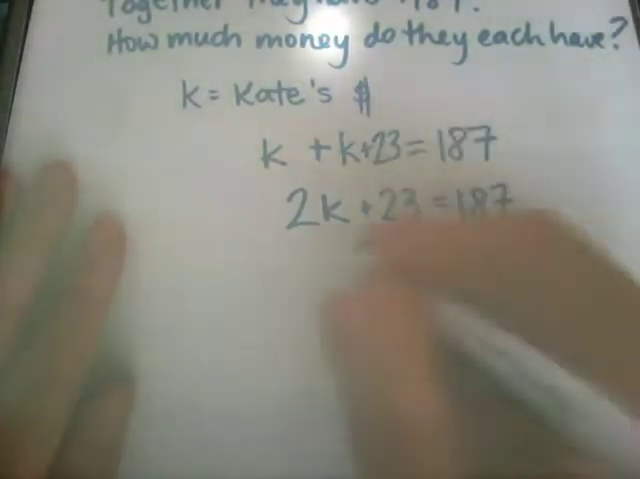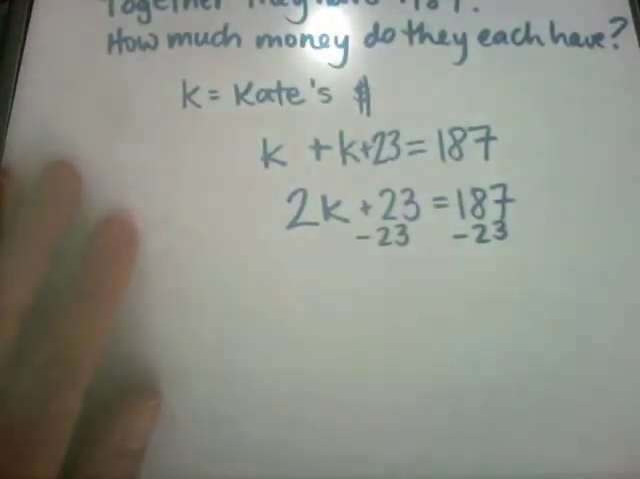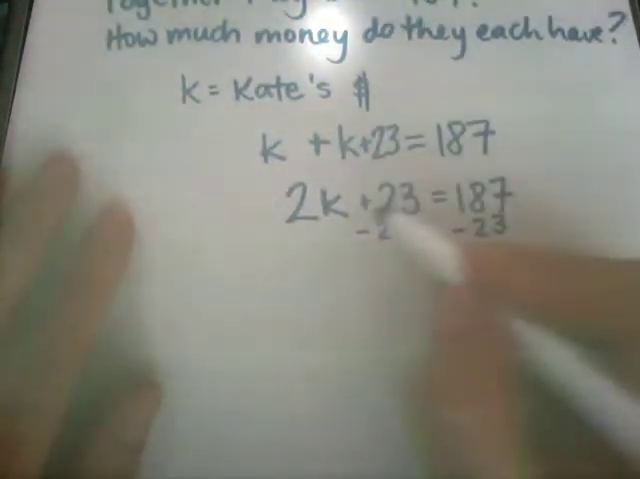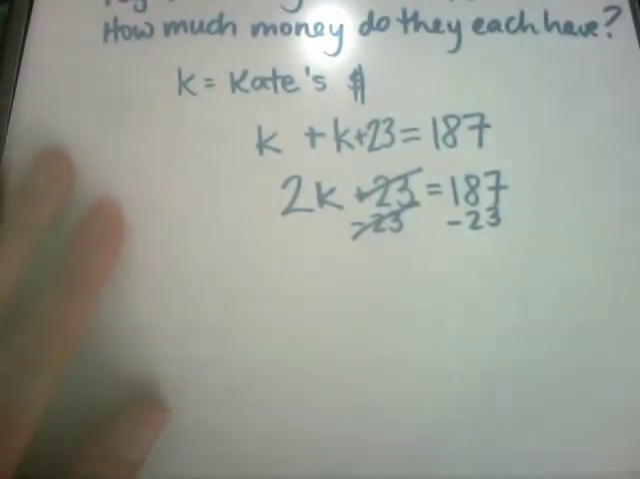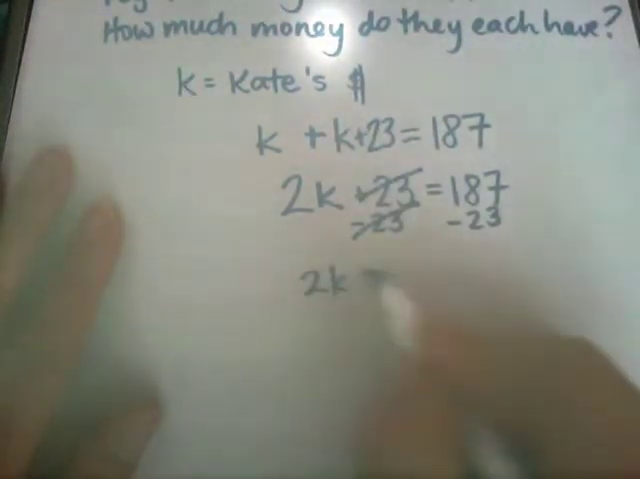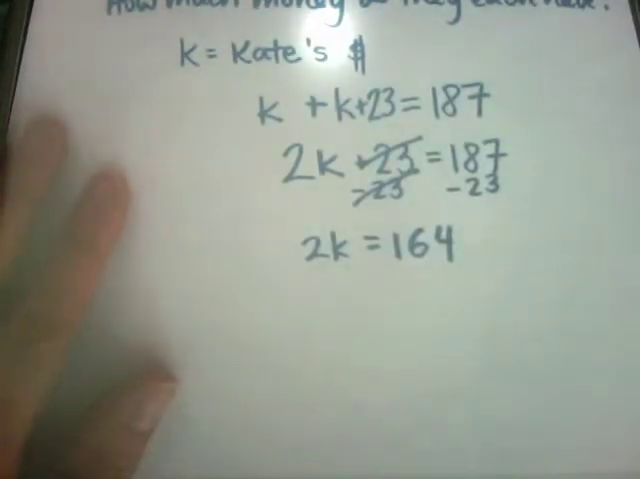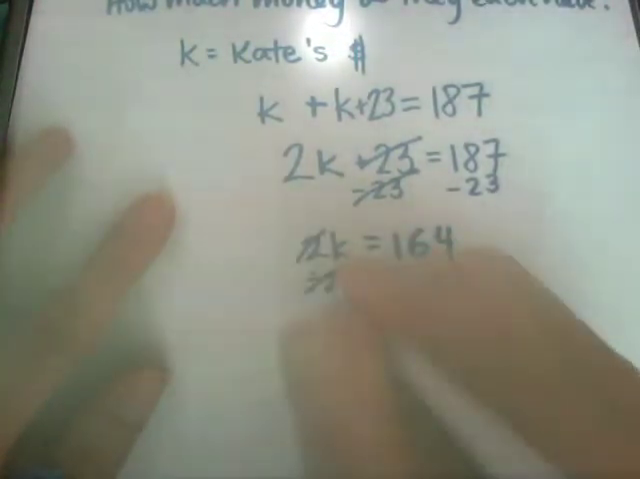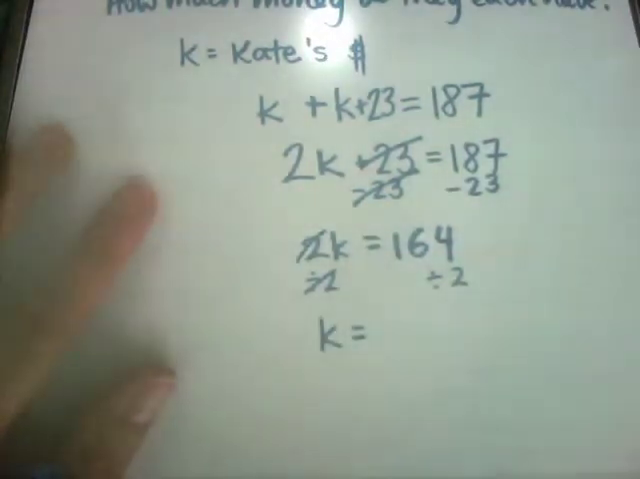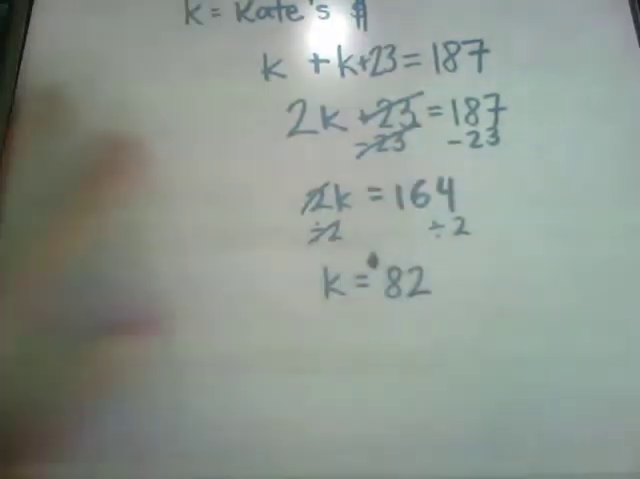So the opposite of plus 23, minus 23, and we have to do that on both sides of the equal sign. Otherwise it becomes unbalanced. 23 minus 23, technically that's 0, but we can consider it just canceled out. That leaves 2K equals 164. To undo 2 times K, I do the opposite. The opposite of times 2 is to divide by 2 on both sides of the equal sign. I've now isolated the K all by itself. I get 82.